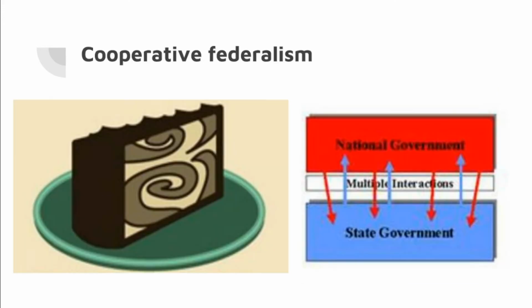However, over the years, we have moved into more of a cooperative federalism system, which means that, yes, the national government has power over ABC, and the state government has power over DEF. However, sometimes the national government helps out the state government in certain situations, and the state government gives the national government assistance in certain situations.